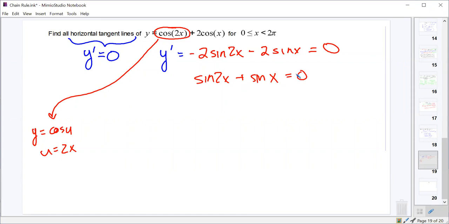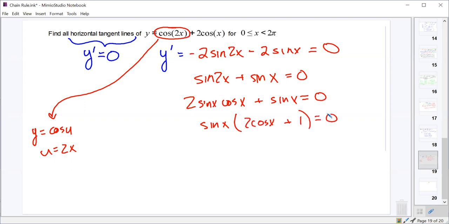Everybody good with that? Okay, so then what? Use a double angle identity. All right, double angle identity. So 2 sine x cosine x, that's the double angle for sine 2x that you should know, plus sine x equals 0. Then what? Factor out the sine. So sine x times 2 cosine x plus 1 equals 0.